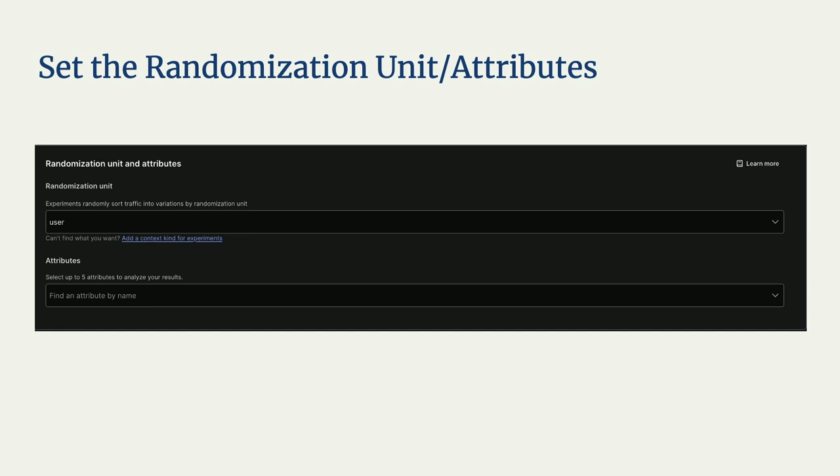Next, we'll need to set the randomization units and any attributes for that. So for experiments, you want traffic to be randomly distributed between your variations. This is where you can say which context should be used to sort that traffic. So in this instance, we're saying all of our users, split them up randomly into two groups so that some go into one variation, some go into another.